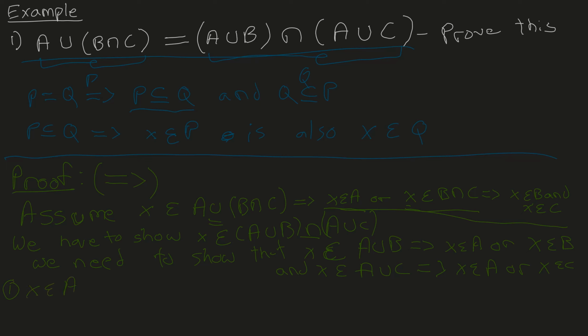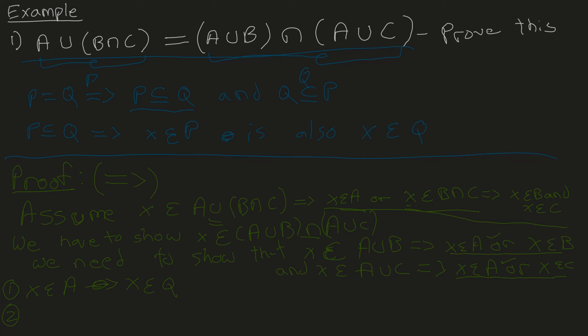Now, I hope you can see this. This is pretty trivial. If x is in A, we need to show that x is in A or B, and we need to show x is in A or x is in C. Since we assumed x is in A, this part is proven and this part is proven. So x is in A implies that x is also in the union. Right, this is pretty trivial. If you're not getting this, please pause the video and go through it again.